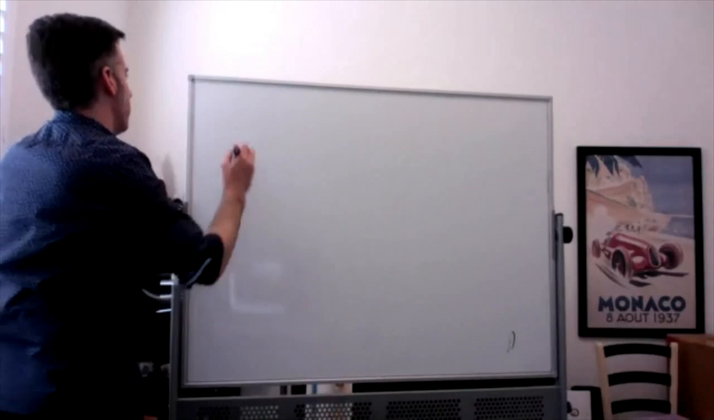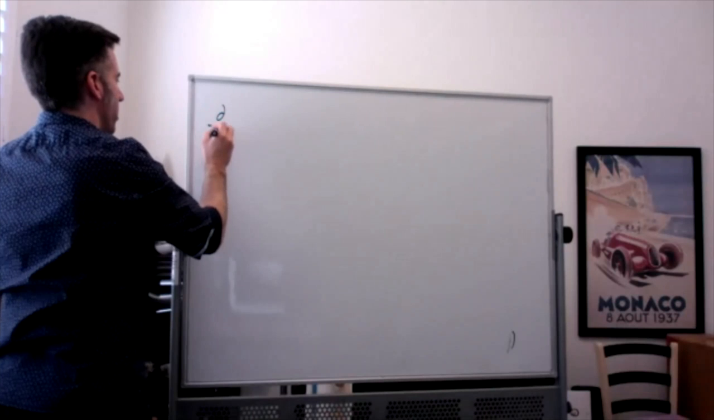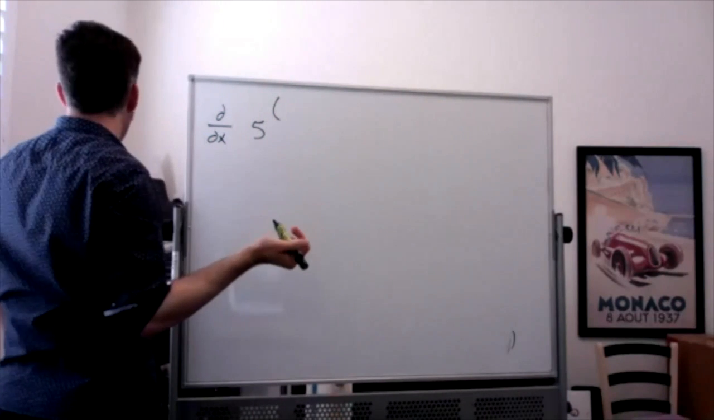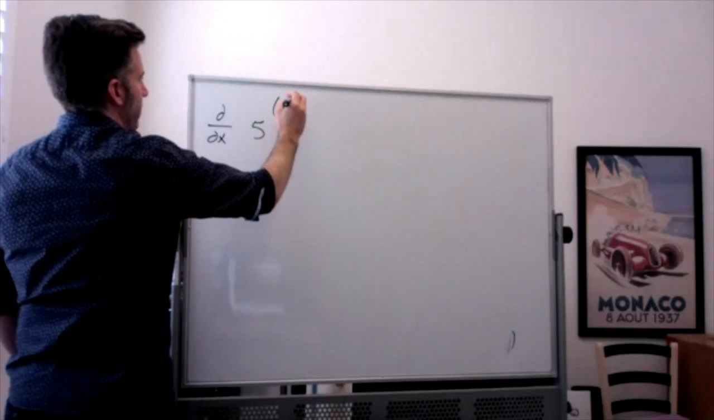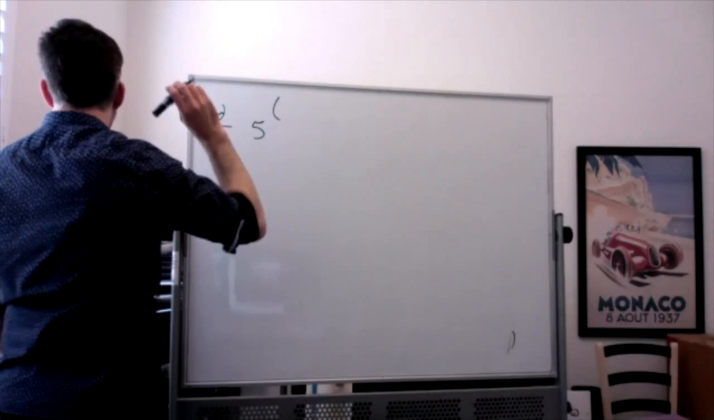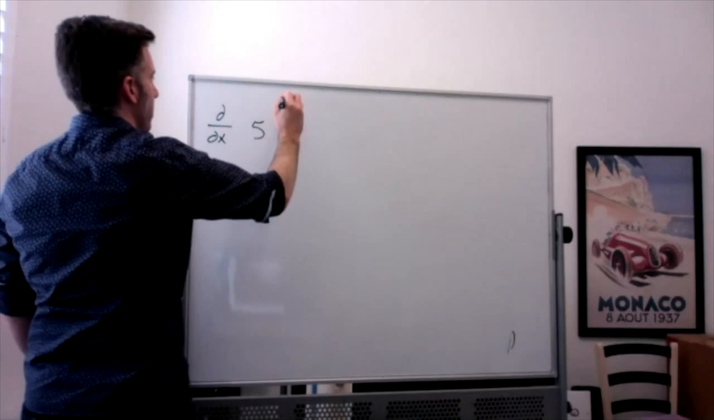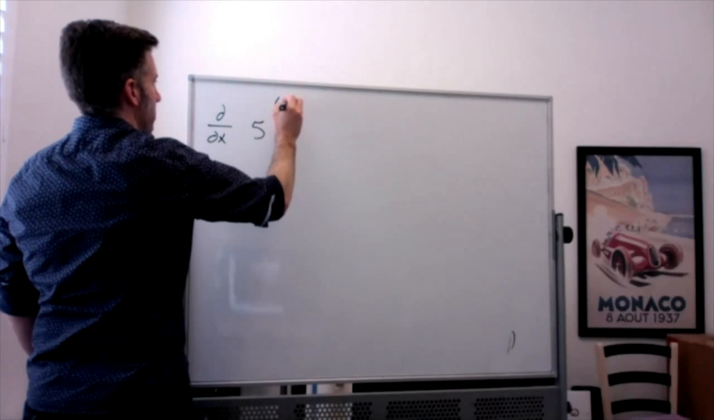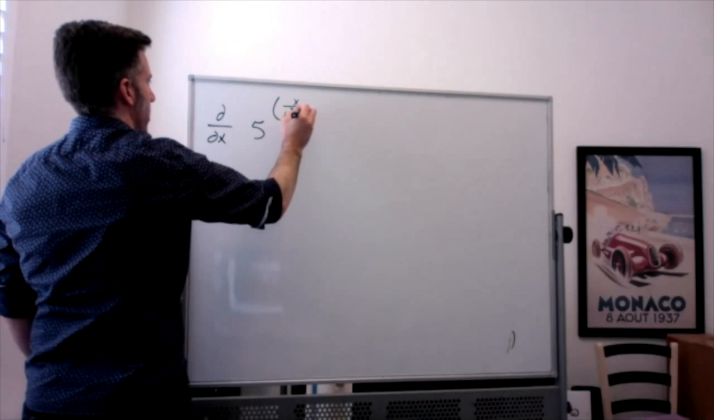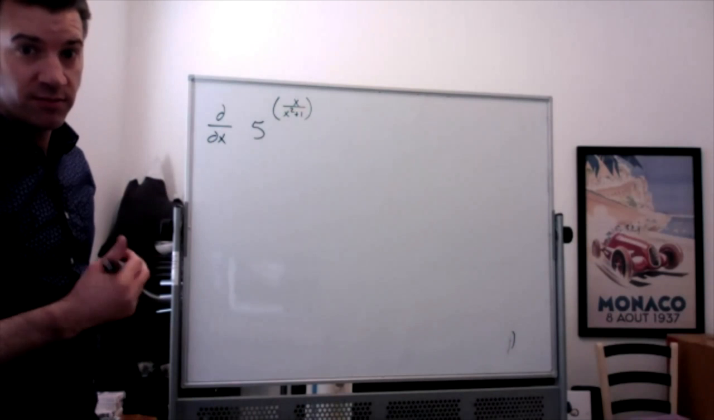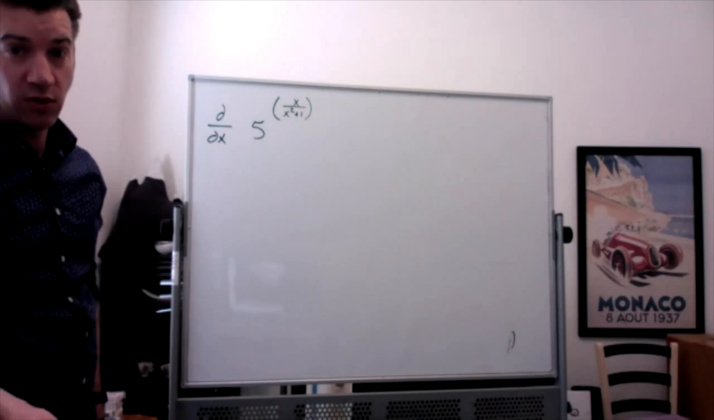Let's say I want to find the derivative of 5 to the, let's make it real fun, I'll make it super terrible. 5 to the x over x squared plus 1. Seems kind of gross. So we are going to have to use the quotient rule here.